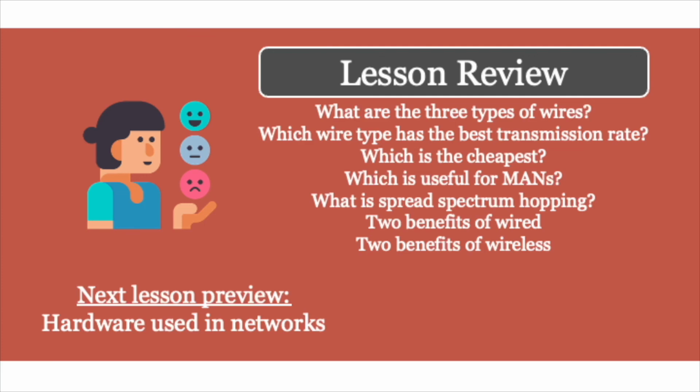You should be able to answer questions about Bluetooth and Wi-Fi. What is spread spectrum hopping? You should be able to give at least 2 benefits of wired and 2 benefits of wireless, and equivalently disadvantages of each as well.